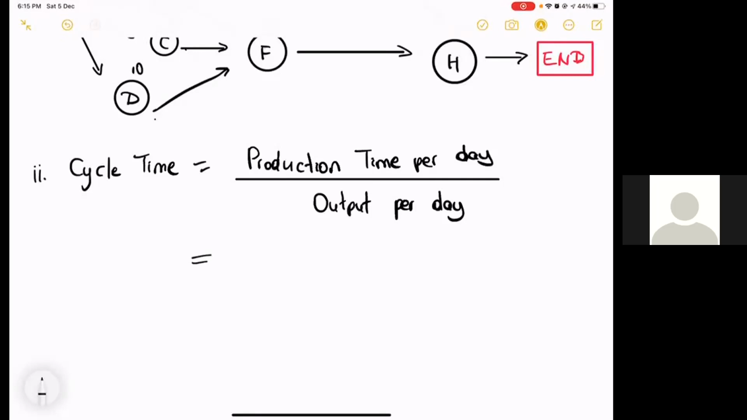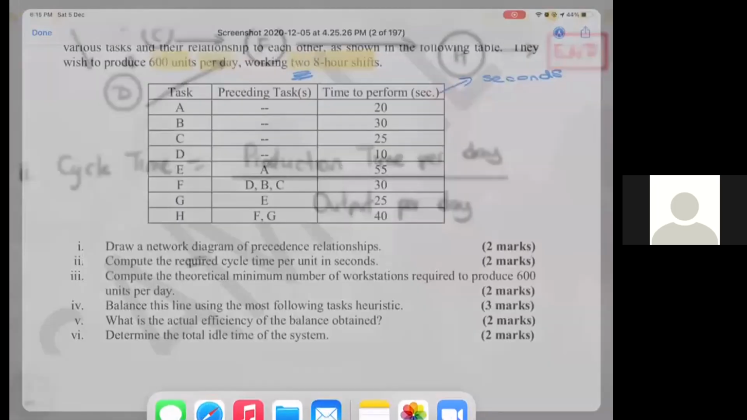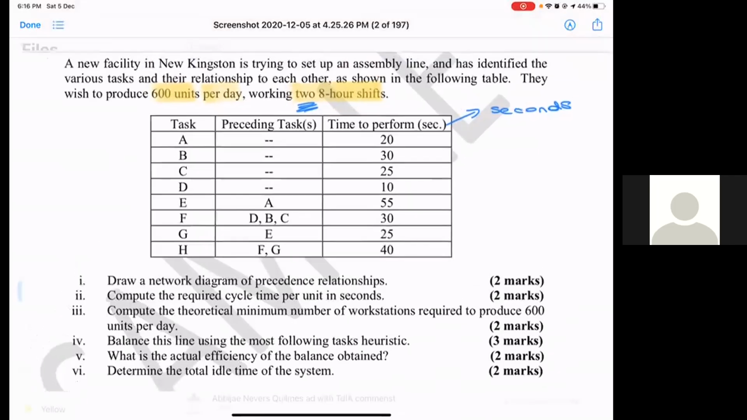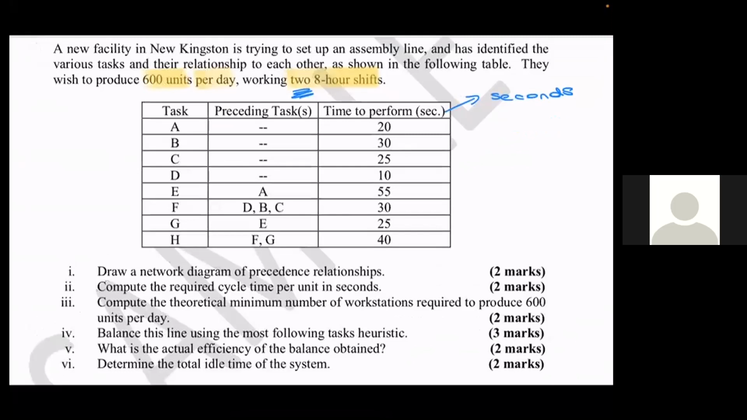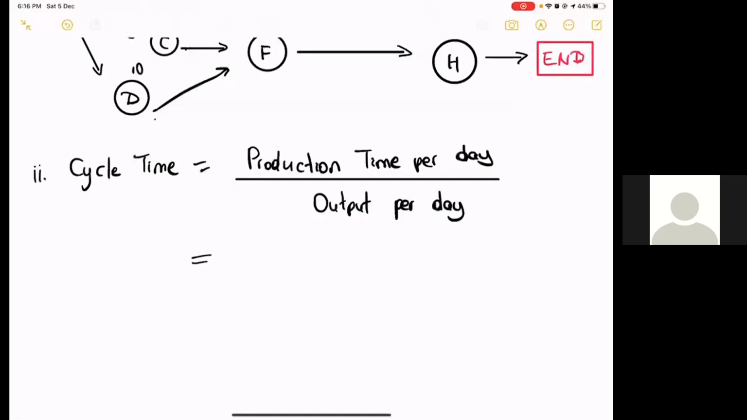All we have to do is plug in figures. The question had already outlined to us how many units they would like to produce per day and the amount of hours they have. So if you look back really quickly, it says that they wanted 600 units per day, working 2 8-hour shifts. So let's write that. Production time, it says 8 hours, 600 units.